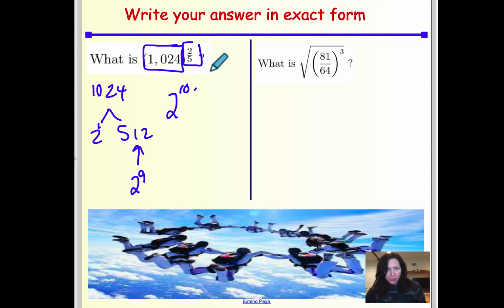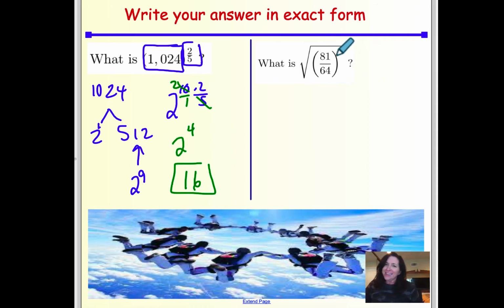Now this is where the 2 over 5 power comes in. So reduce and cancel: 5 divides into 10 twice, and 2 times 2 is 4. We have 2 to the 4th power. Again, 2 times 2 is 4, times 2 is 8, times 2 is 16.